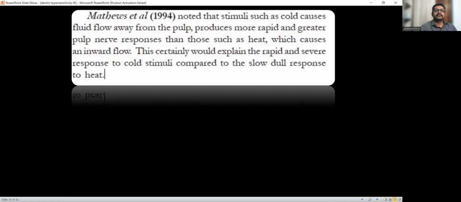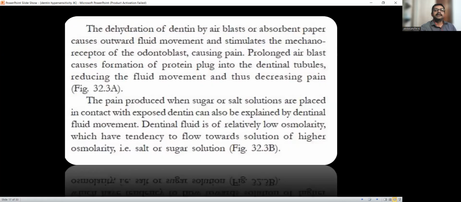So when it's cold, the outward flow of fluid causes the more severe and sharp pain. The dehydration of dentin by air blasts or absorbent paper point causes outward fluid movement and stimulates the mechanoreceptors of the odontoblast, causing pain. Prolonged air blast causes formation of protein plugs in the dentinal tubules, reducing the fluid movement and thus decreasing pain.